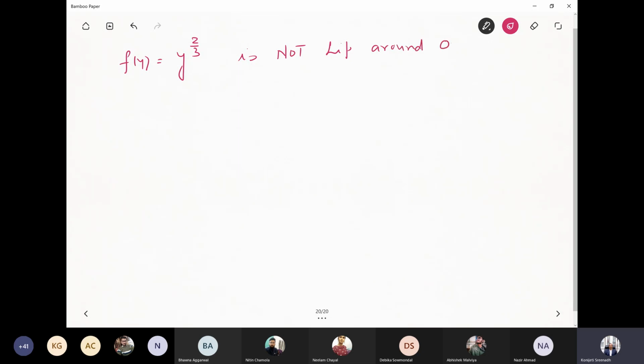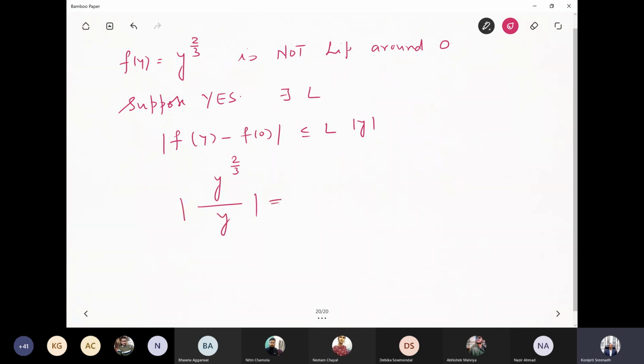Why is that? Suppose, by contradiction, there exists an L such that f of y minus f of 0 is less than or equal to L into mod y. So what is this? This is y power 2 by 3 upon mod y, everywhere, which is less than or equal to L.